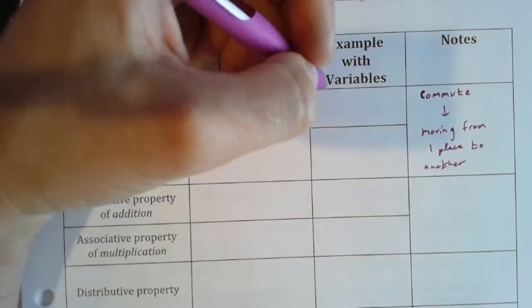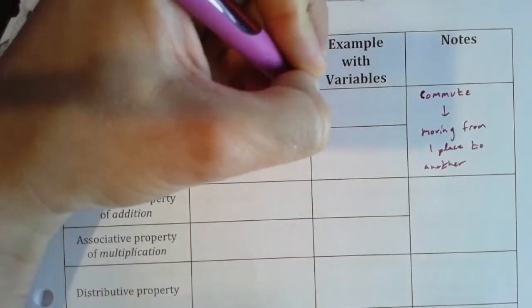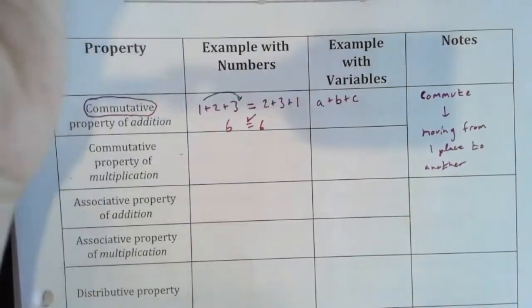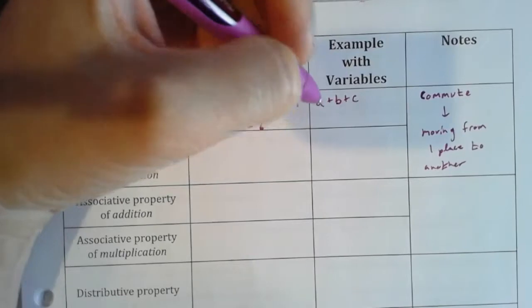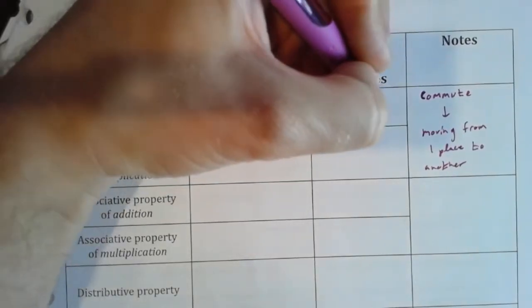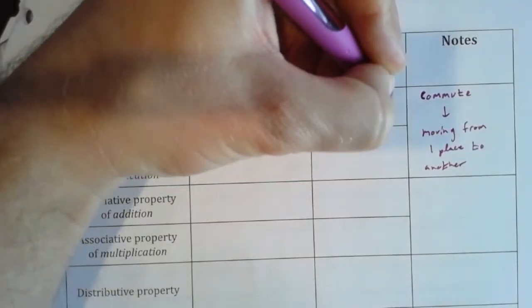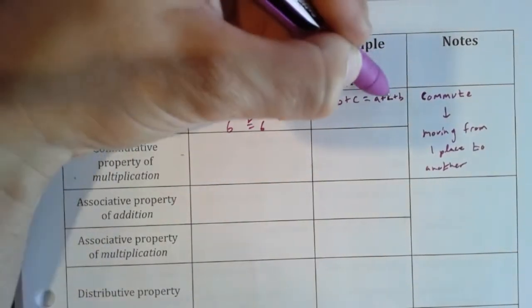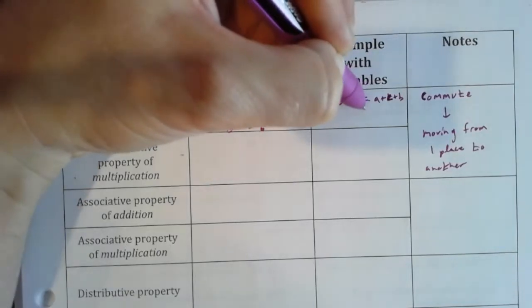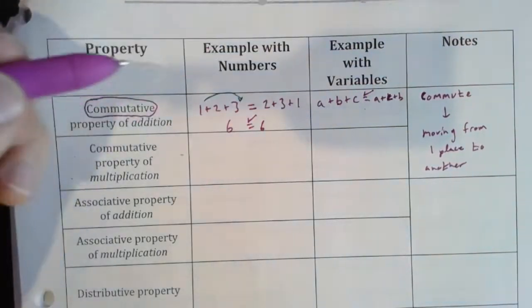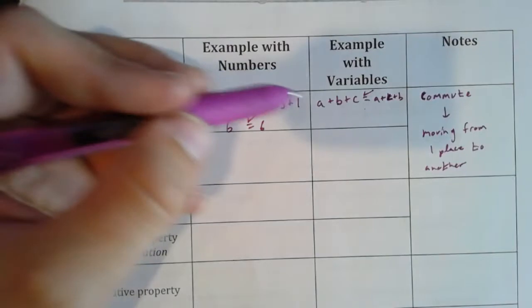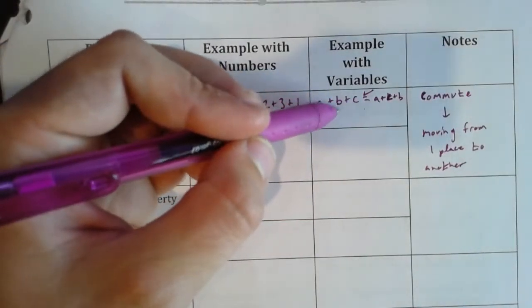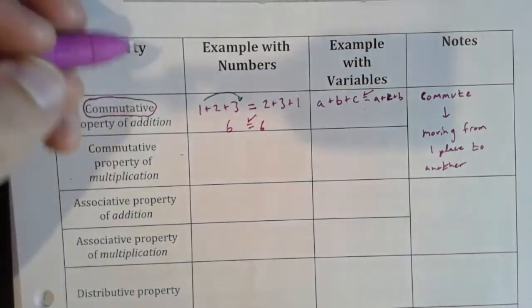If I want to give an example of this with variables, I could say maybe a plus b plus c. Well, if I'm commuting, I'm moving, so maybe I'll move the b over this time. A plus c plus b. B commuted from the middle off to the edge. But this is saying if I have the commutative property, it's addition, it doesn't change. These two are still equal, even though the b moved over from here out to the edge. It commuted to the edge.